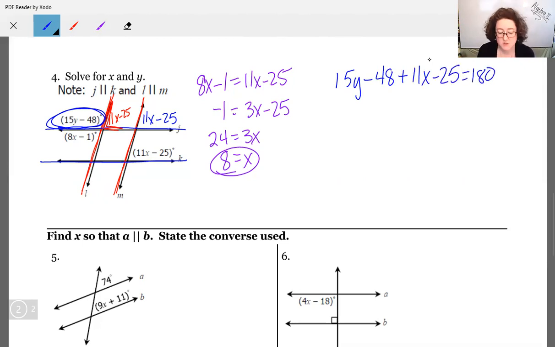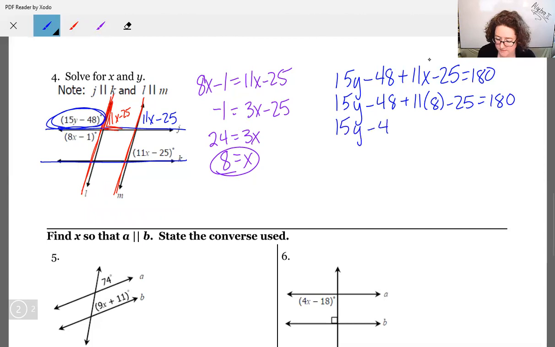And again, I don't have to do this pair. I could have used the 8x minus 1 instead. Both ways will work. Okay, plug in my 8. And again, I always like to plug that in before I do any simplifying. So that'll give me an 88 to work with. And now I can start simplifying my like terms. I have a negative 48, positive 88, negative 25.